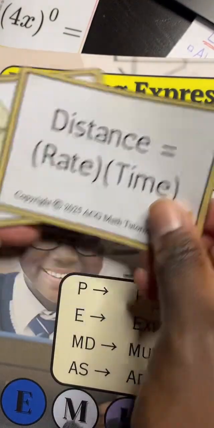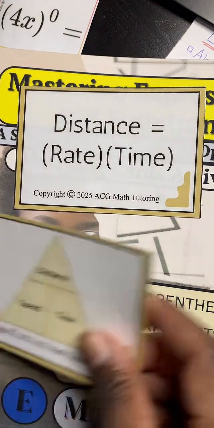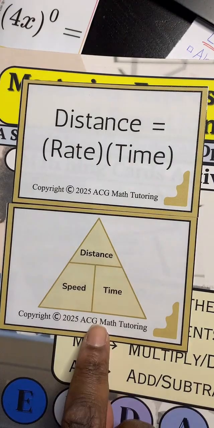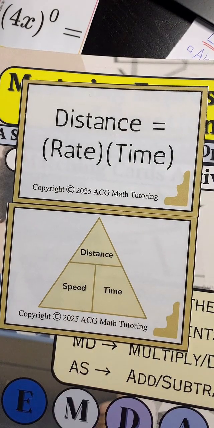You can cut them out. We got distance, rate, and time. If I want to, here's the match. This is the symbol that helps me to remember distance, rate, and time. You're going to see a lot of these, especially those that are taking the ASVAB, okay?